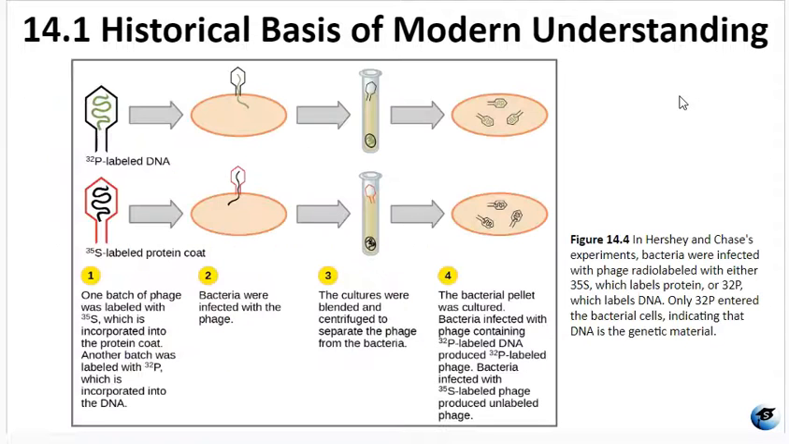And this is figure 14.4, and it's showing that in the experiments I was just talking about, Hershey and Chase, the bacteria were infected with a phage that was labeled 35S or 32P, and they found that only the 32P was able to enter the bacterial cells. 32P was the DNA, whereas the 35S here, this is the protein coat.